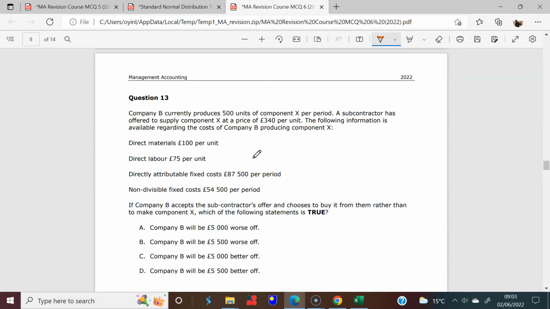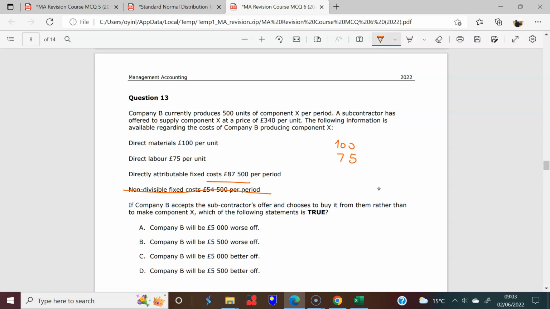Right. Here we are. You have a scenario here. Question 13. Again, I want to highlight that we always ignore these non-divisible fixed costs. They were going to be paid for anyway. They have to be paid for. So this company currently produces 500 units. A subcontractor has offered to supply it at 340. So let's see what we do with this. Currently, it costs us £100 and £75 in terms of material and labor. This is directly attributable to it.